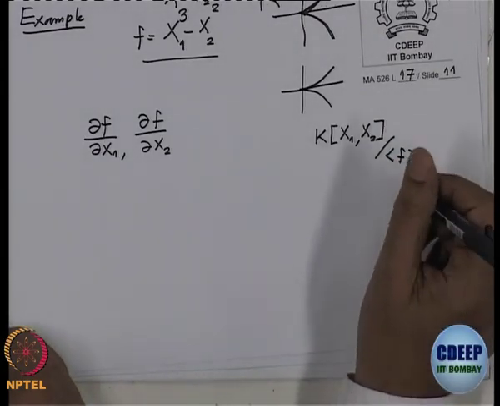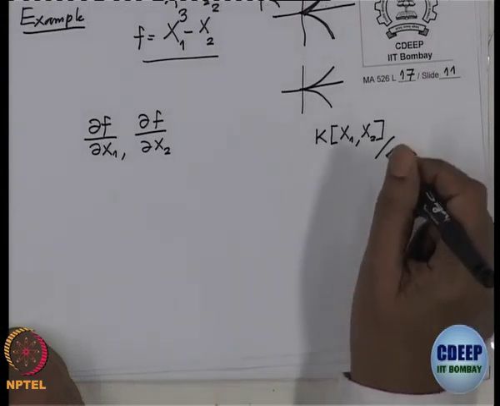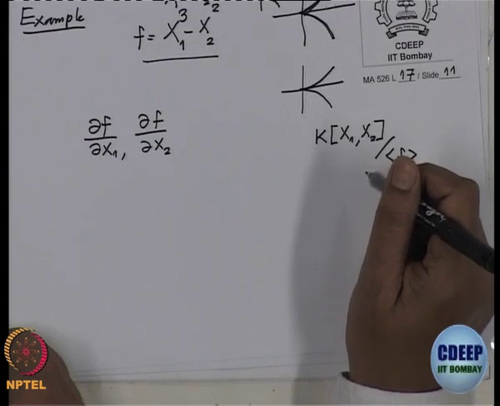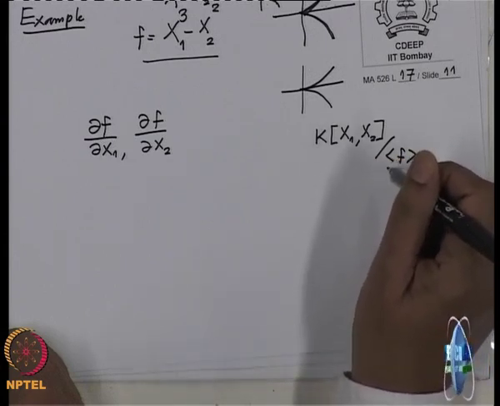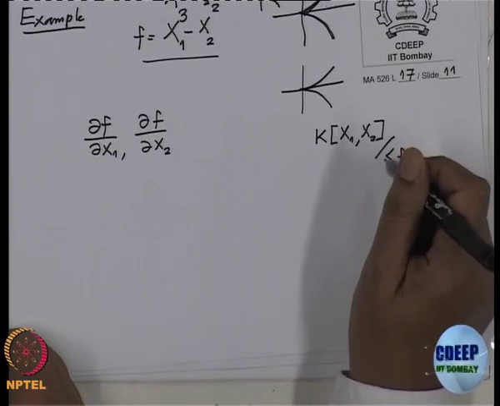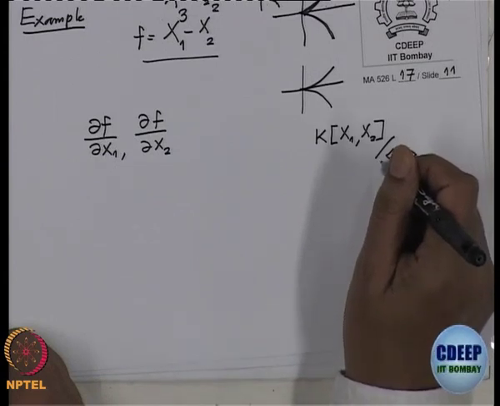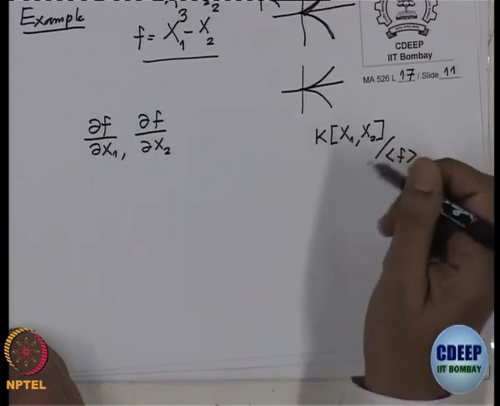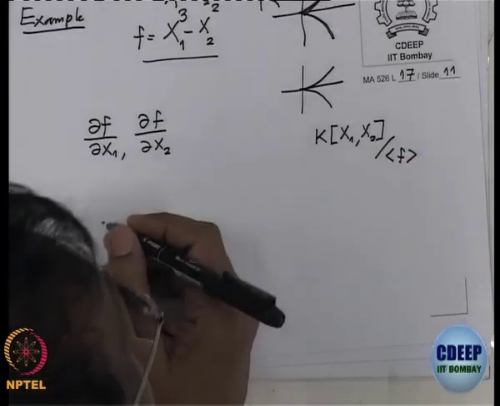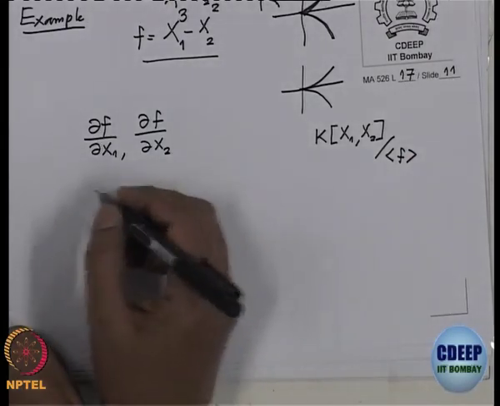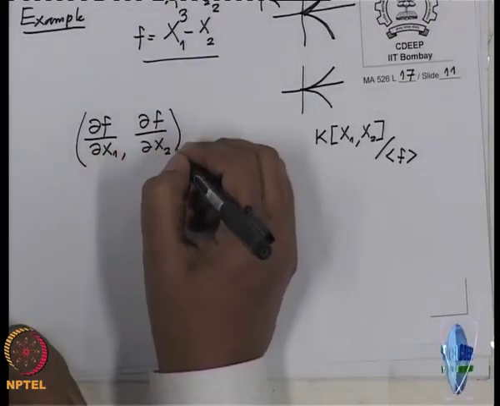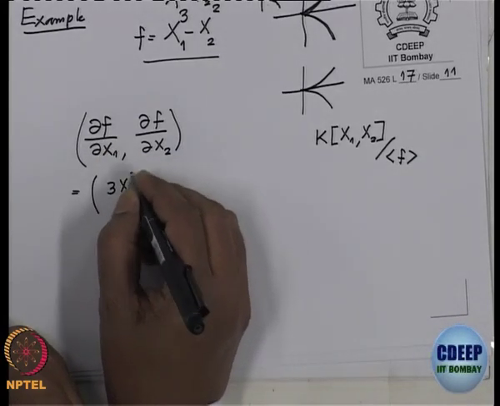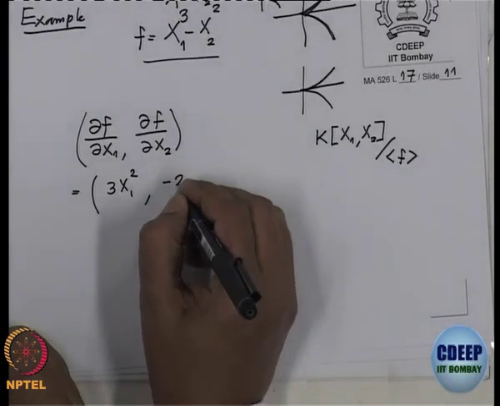In any case, this is one dimensional. And therefore 0 is the prime ideal there, and the maximal ideals. There is nothing in between. Okay, so these partial derivatives are what? This is 3x1 square comma minus 2x2.